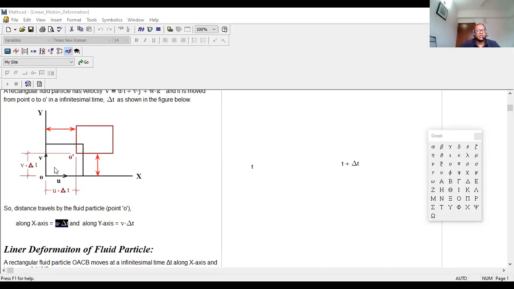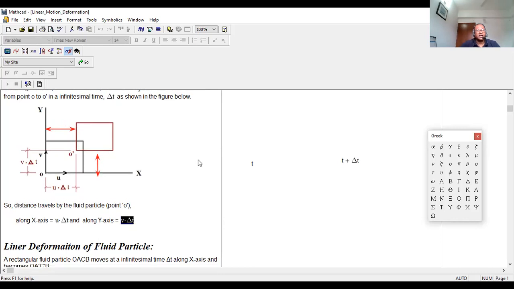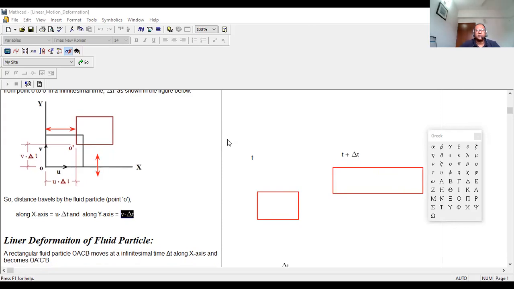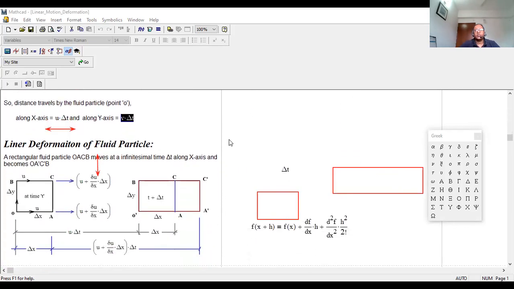So y-axis velocity is v into delta t. Okay. There is only linear translation. There is no deformation. But sometimes you might see a fluid element like that, but when it came over here, it deformed like that, with the length getting bigger. We need to figure out a differential equation for what the condition will be if there is linear translation and linear deformation of the fluid element.